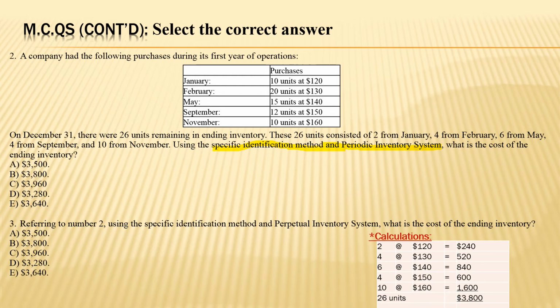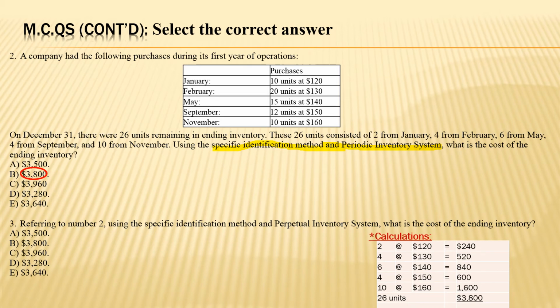Then in September, I have 4 units remaining. I'm going to multiply them with the $150, the cost per unit in September. And then in November, I have 10 units remaining. I'm going to multiply them with the $160 cost per unit in November. Then I'm going to add all of these costs to give us $3,800. So the answer will be 3,800. This is the cost of ending inventory using specific identification under the periodic inventory system.